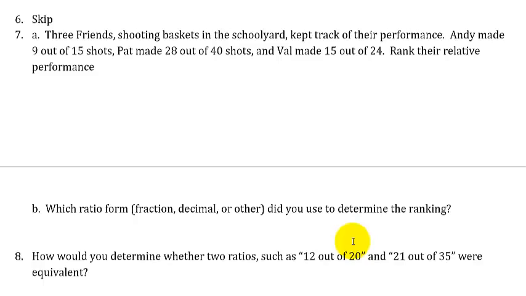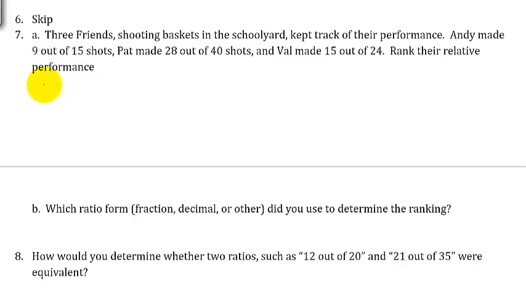In this video, we're going to talk about ratios. In problem number 7a, three friends shooting baskets in the schoolyard kept track of their performance. Andy made 9 out of 15 shots, Pat made 28 out of 40 shots, and Val made 15 out of 24 shots. Rank their relative performance. And so we want to compare how each of them did.